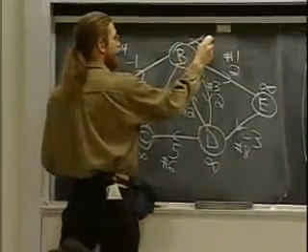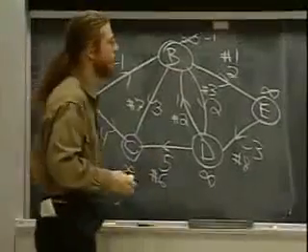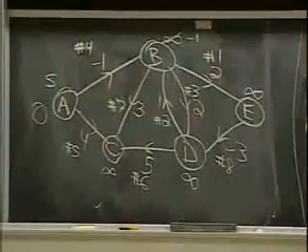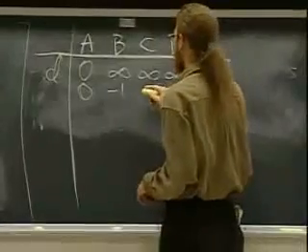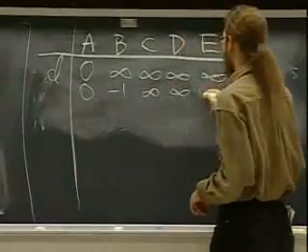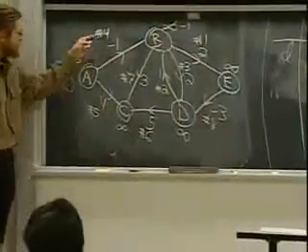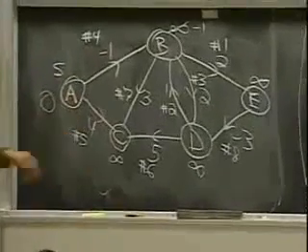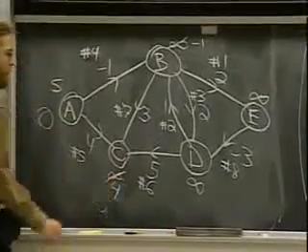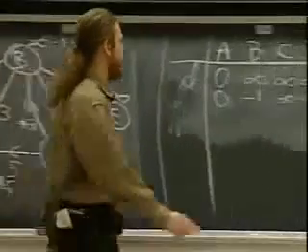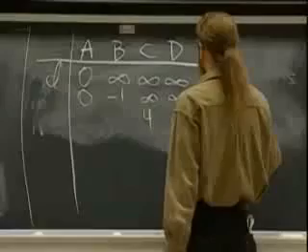So that seems good. Write down minus 1 here and update B to minus 1. The rest stay the same. So I'm just going to keep doing this over and over. That was edge number 4. Number 5, we also get a relaxation. 4 is better than infinity. So C gets a number of 4.